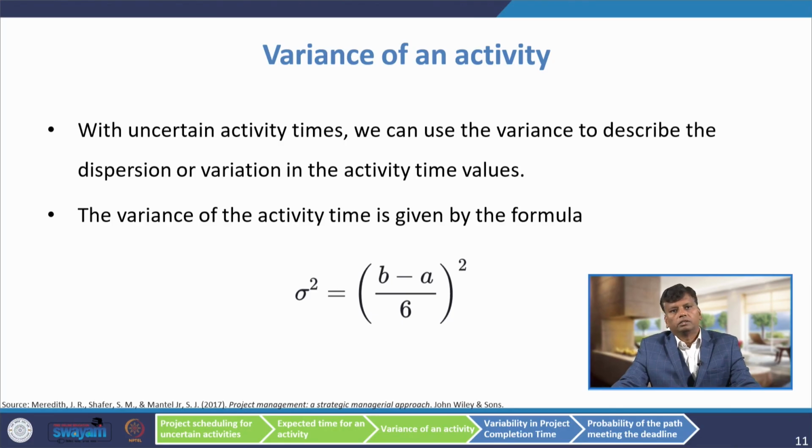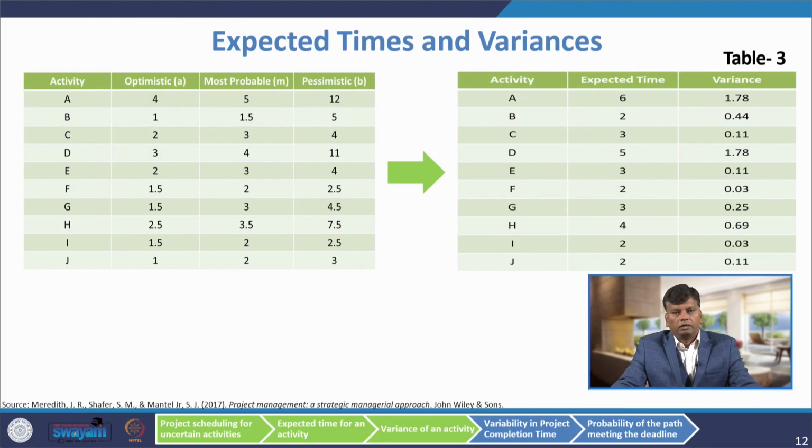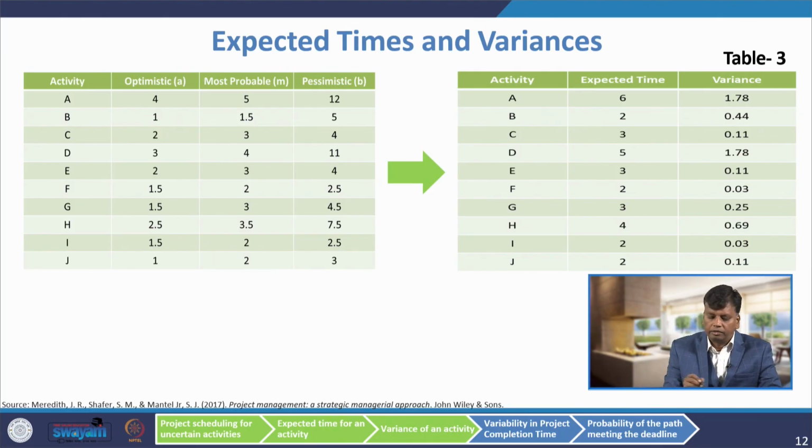So, the variance of the activity time is given by this formula, that is range b minus a, that is pessimistic time minus optimistic time, upon 6 to the power 2. So, variance is range upon 6 whole square. So, what important task you need to do is, every 3 time estimate has to be converted into 1 time estimate by using this formula.